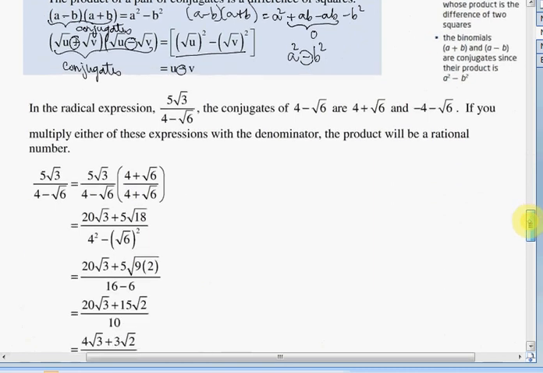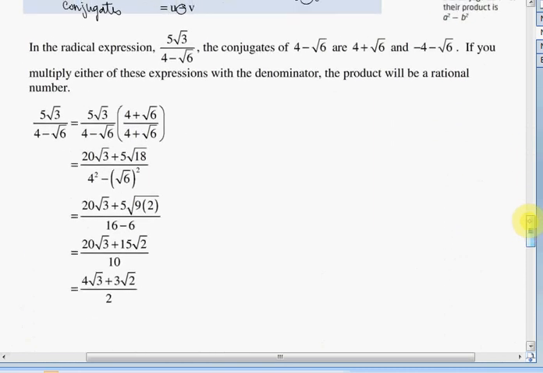Okay, so let's take a look at this example, where you have 5 root 3 over 4 minus root 6. Now, the conjugate of 4 minus root 6 is 4 plus root 6, and negative 4 minus root 6. And we're just going to focus on this one. We won't take a look at the second one. Notice that they both share the same term, so 4 and 4, root 6 and root 6. One is minus and one is plus. Okay, so let's see if we can figure out some other ones.